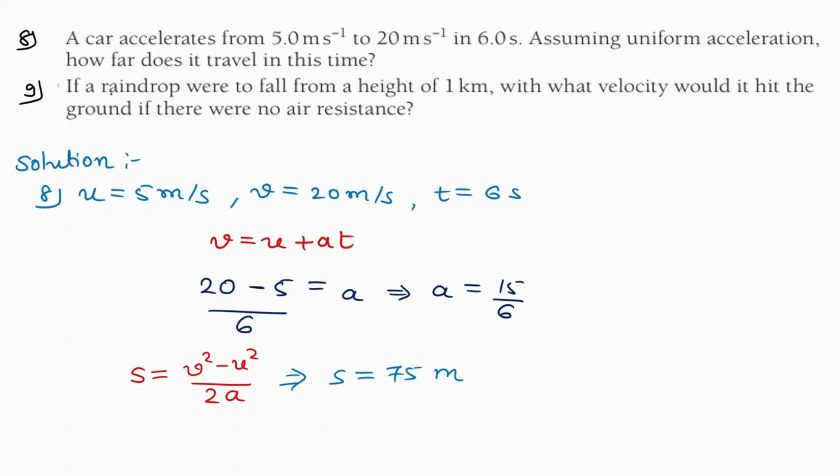In question number 9, if a raindrop were to fall from a height of 1 kilometer, meaning the drop is falling through 1 kilometer, with what velocity would it hit the ground if there were no resistance? So they have given us s, g we all know. We need the velocity at which it hits the ground.